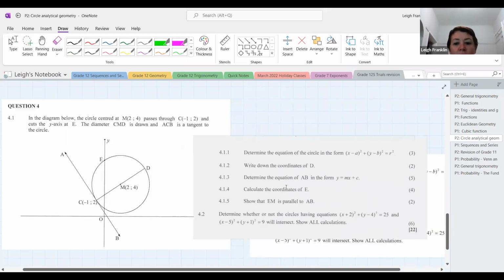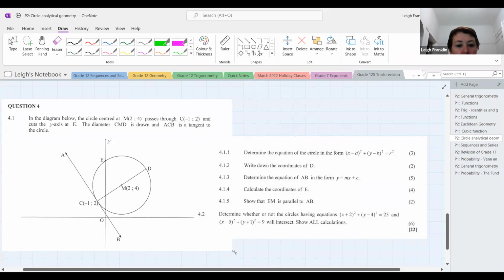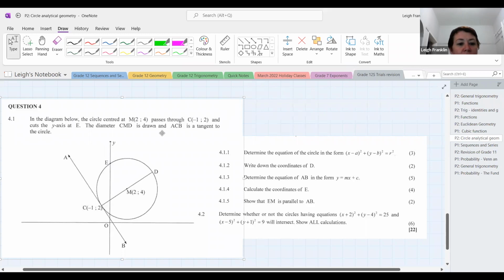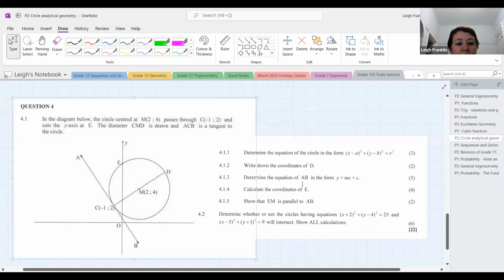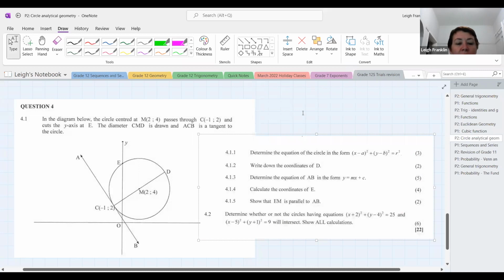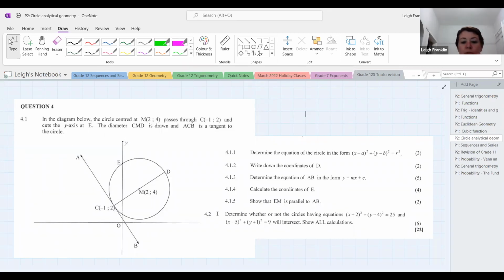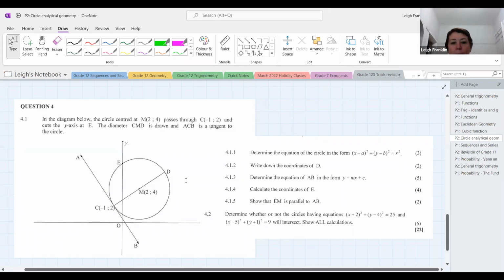All right, so in question number 4, they've told us that we have a circle centered at M and it passes through the point C (-1; 2) and cuts the y-axis at E. The diameter CMD is drawn and ACB is a tangent to the circle. Okay, in question 4.1.1, they want us to determine the equation of the circle. Do you think you guys can do that without me? Yes, ma'am. All right, thank you.